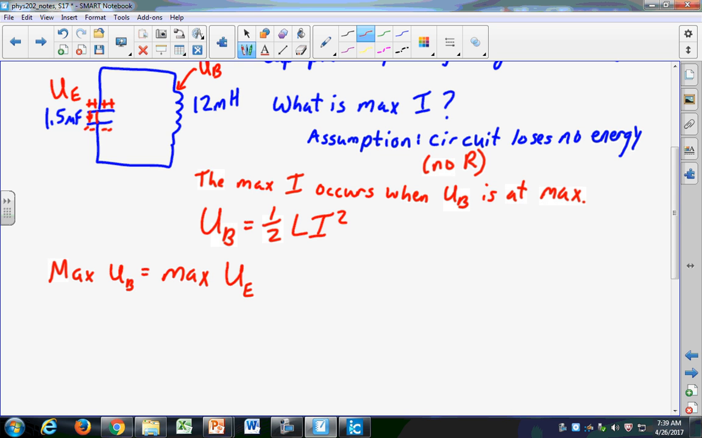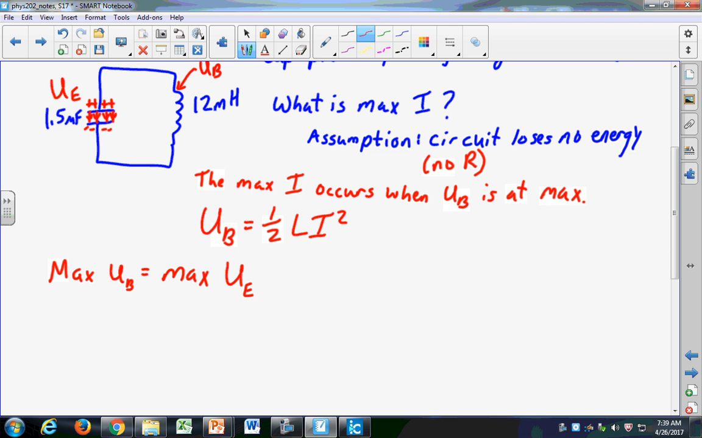That means that I have the most electric field lines and the most energy, the strongest electric field inside my capacitor. So I have a couple things. I want to know what is the current when this is at its maximum, but the value for this that is at its maximum is equal to the value for the electric field energy, right? Because they swap back and forth.